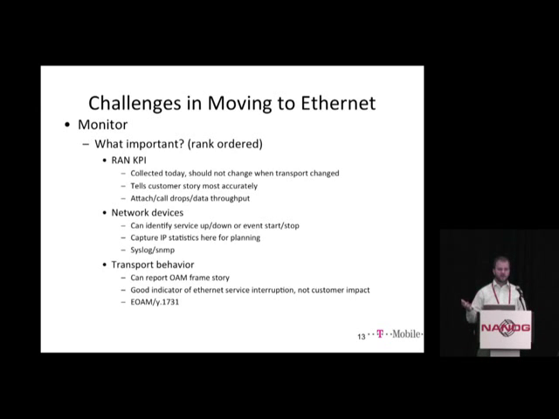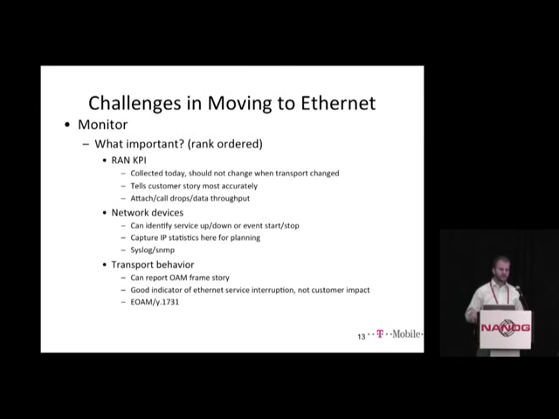The IP may have an event, the RAN may not even blip, or vice versa. At the end of the day, we need to trust the RAN first and foremost. Second is the network devices: routers, BFD, protocols, pseudo-wire services, etc. That can give you an idea if something may have transitioned. And then the transport behavior.